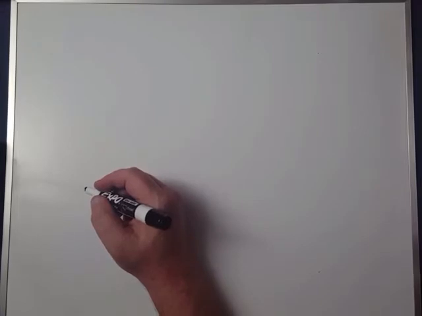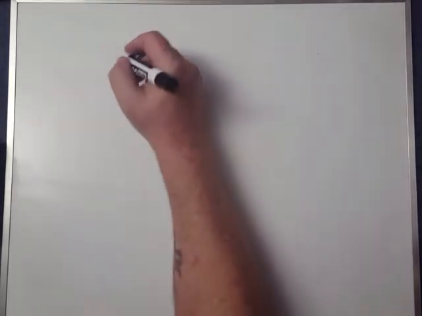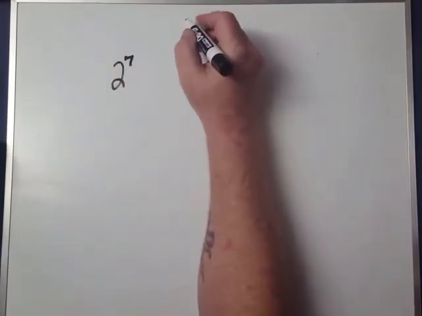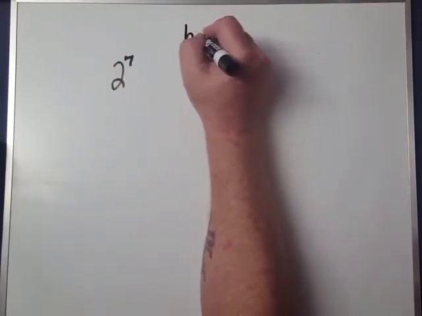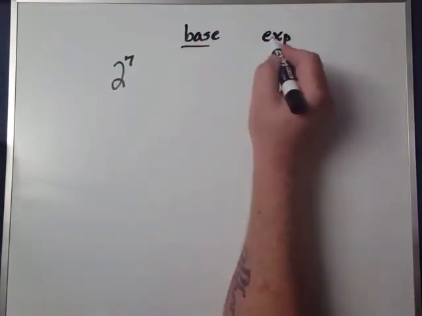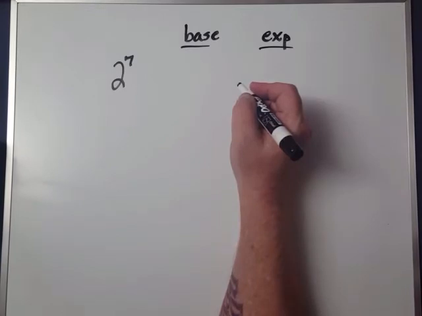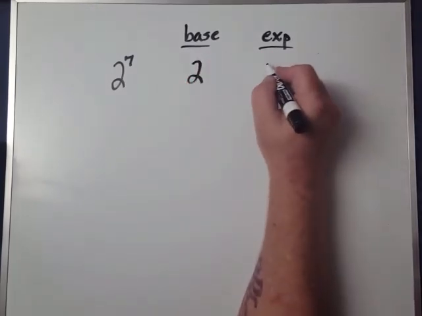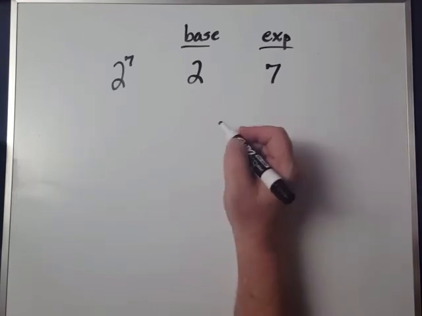Let's jump back into the homework now. Number 16. 2 to the 7th. And she asks us to identify the base and the exponent of each of these expressions. The base, what's being raised to the power? The base here is 2, and the exponent is that 7.